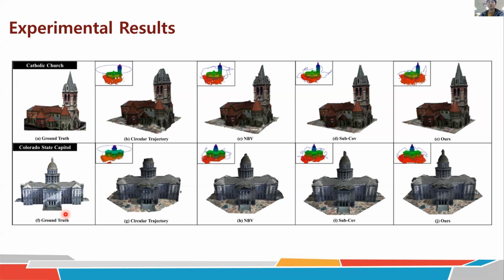The proposed methods are compared with the next best view and submodular coverage method, which are both based on the explore-then-exploit approach. Since these two methods are based on the explore-then-exploit approach, as you can see on the left, the circular trajectory would be the exploration part. And then after the initial exploration has been done, these two approaches will exploit the information from the 3D coarse model. From these results, it can be noted that the proposed method only required a single exploration trial to generate the 3D model.